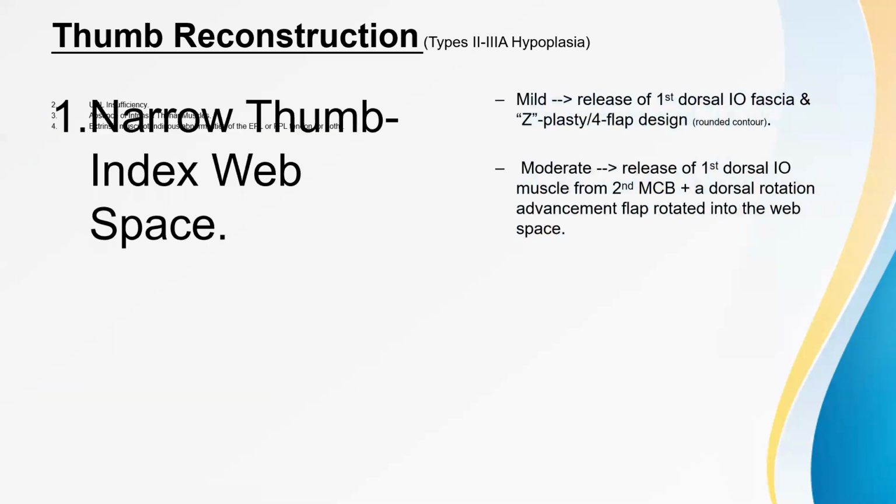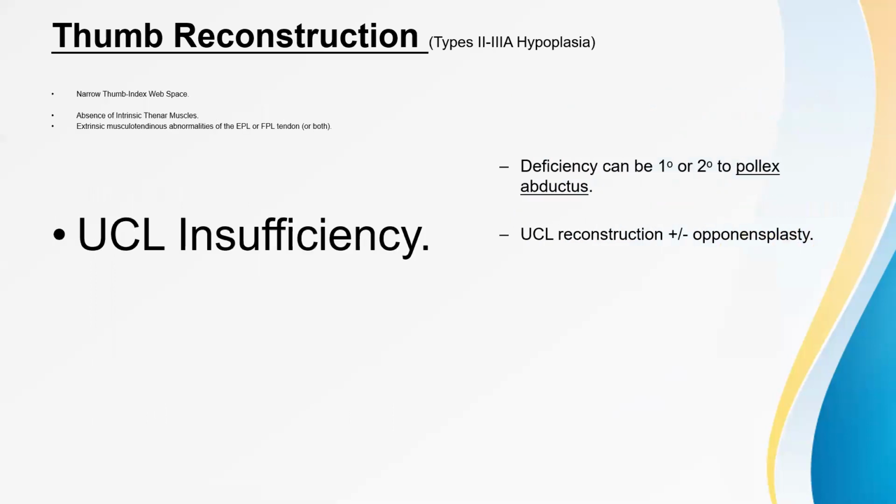First of all, the narrow index web space. If it is mild, release of the first dorsal interosseous fascia with Z-plasty, or a 4-flap design which gives a more rounded contour, might be all that is needed. If the narrowing of the index web space is moderate, release of the first dorsal interosseous muscle from the second metacarpal should be added, with a dorsal rotational advancement flap to cover the defect.